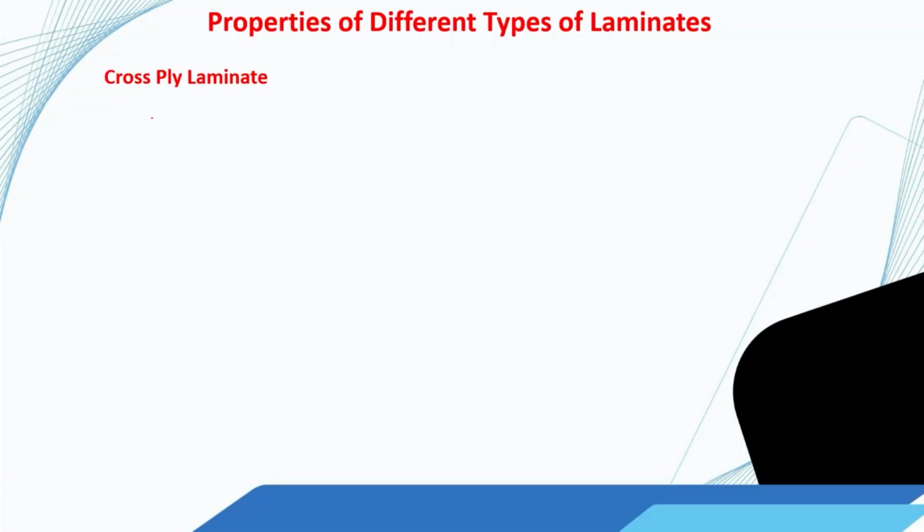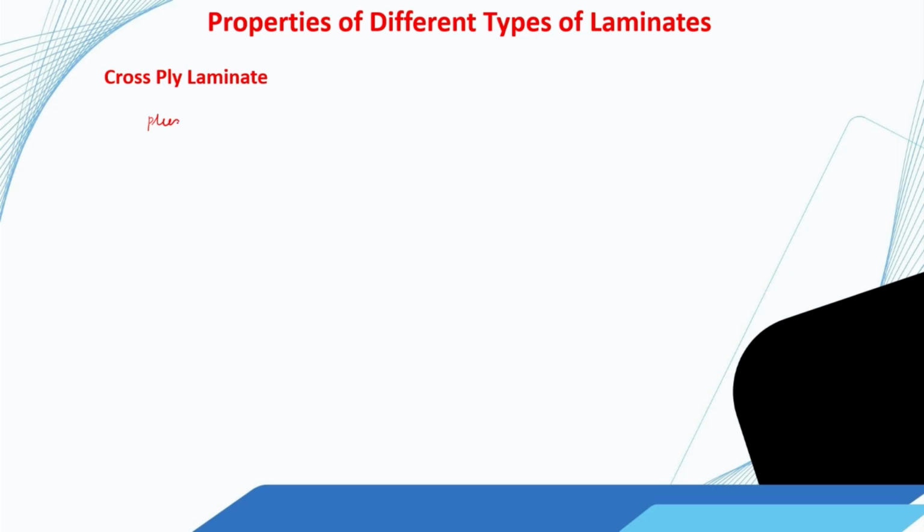Welcome to the fifth lecture of this week. So, today we will discuss the properties of various types of laminates. First is the cross ply laminate. In a cross ply laminate, we know that the plies are either 0 or 90.